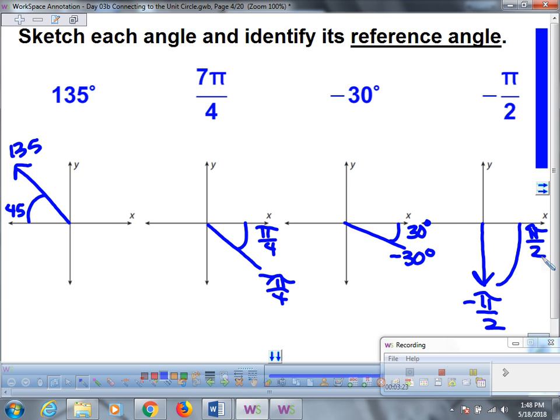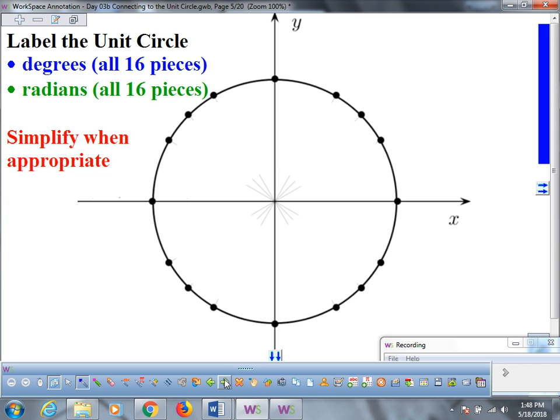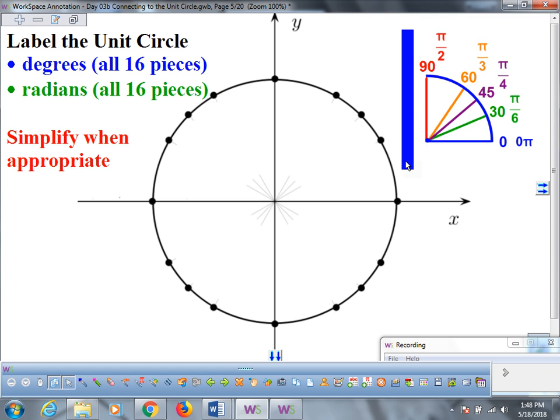Okay. Now, are you ready to do this on your own? Yes. I'm going to give you this cheat sheet. Because really, in everything we do until the end of the semester, it all works off that first quadrant. Everything else in the circle is just working off that first quadrant, right?